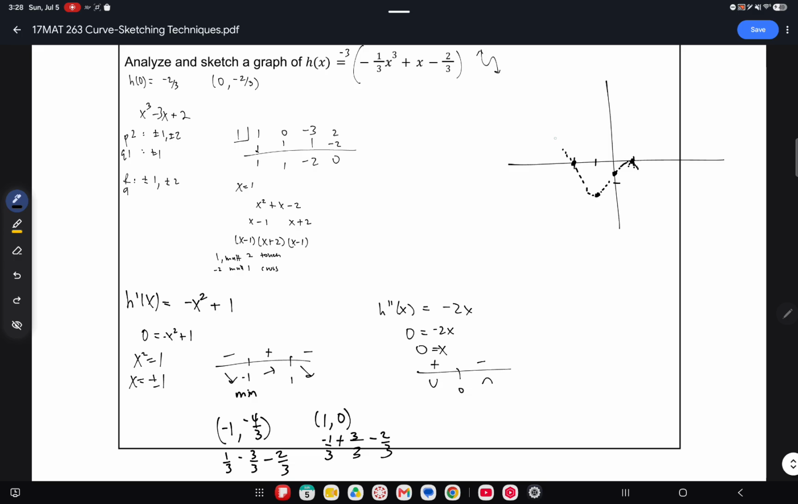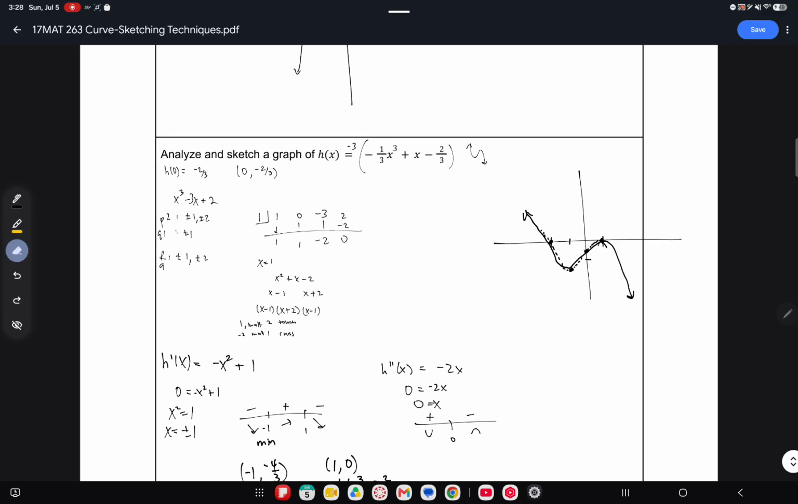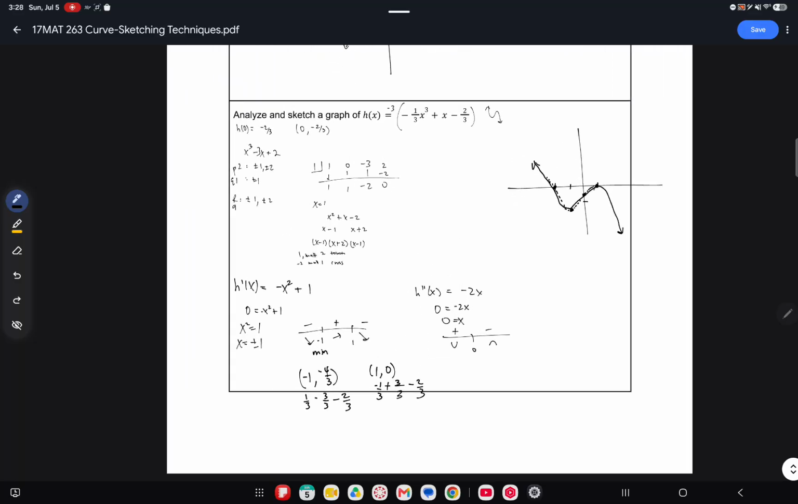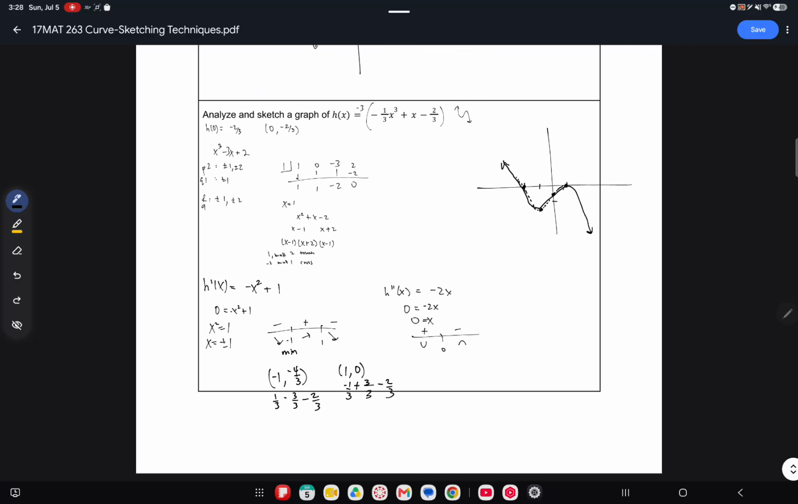Concave up from negative infinity to 0, concave down from 0 to infinity, and that looks like that tracks my dotted line here. And it looks like it matches my original assumption based off that pre-calc knowledge of the leading term. And so there we have it. So that's just a little bit more on curve sketching. If you have any questions, let me know. And if there's any others that you'd like to see, let me know.